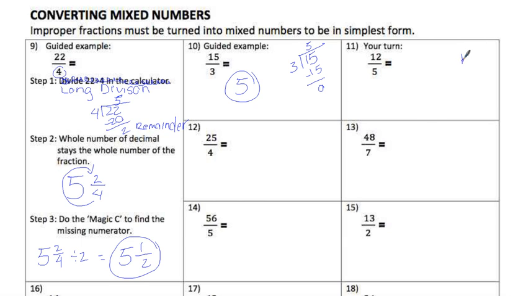If we do the long division, 12 would go inside, 5 would go outside. How many times does 5 go into 12? Well, the closest we can get is 10, so that would be 5 times 2. Do the subtraction, I'm left with 2. So the whole number is 2, the denominator stays 5, and the remainder was 2. Or you can think 5 times 2 is 10, plus 2 more gives me 12. And it can't simplify, so it's done.